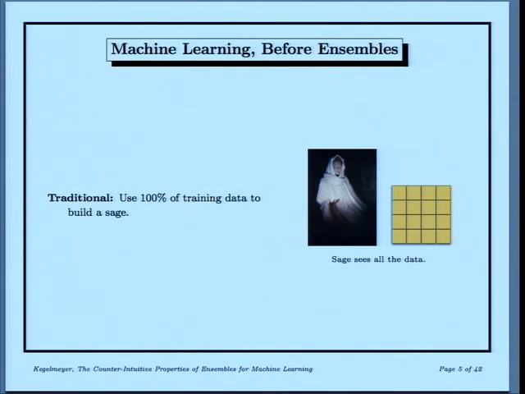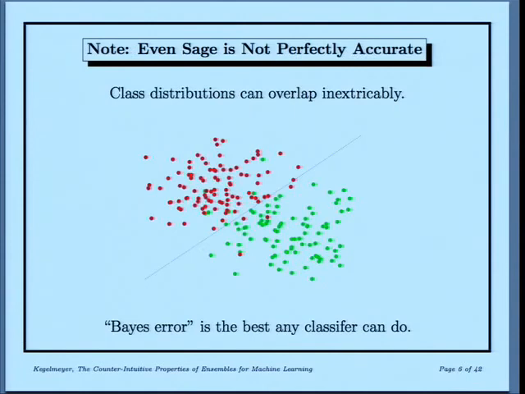The traditional way of doing this is you take all of your data, and you feed it to your favorite algorithm, and you build what I'm going to call a sage, for the sake of comparison to something else later. So the sage sees all of your data. Just to clarify one possible misconception, the sage is not thereby perfectly accurate, because there are many problems for which, even if you have perfectly sampled training data, you can't get a perfectly accurate decision surface.